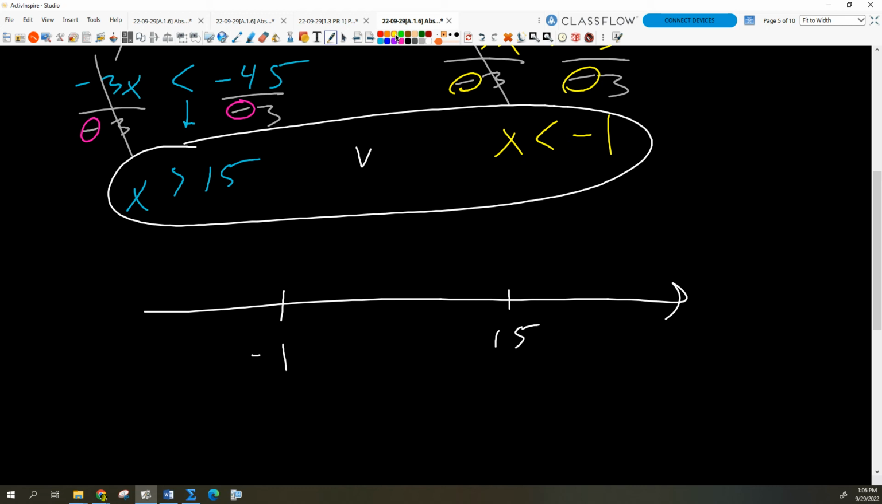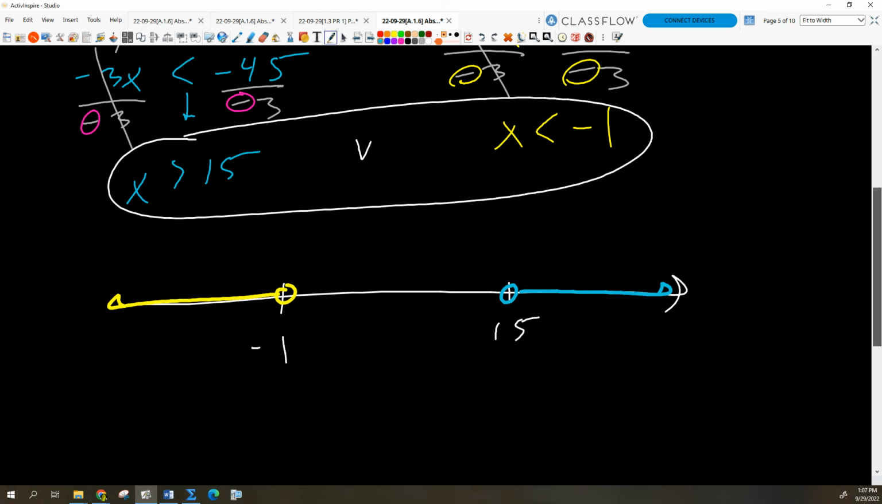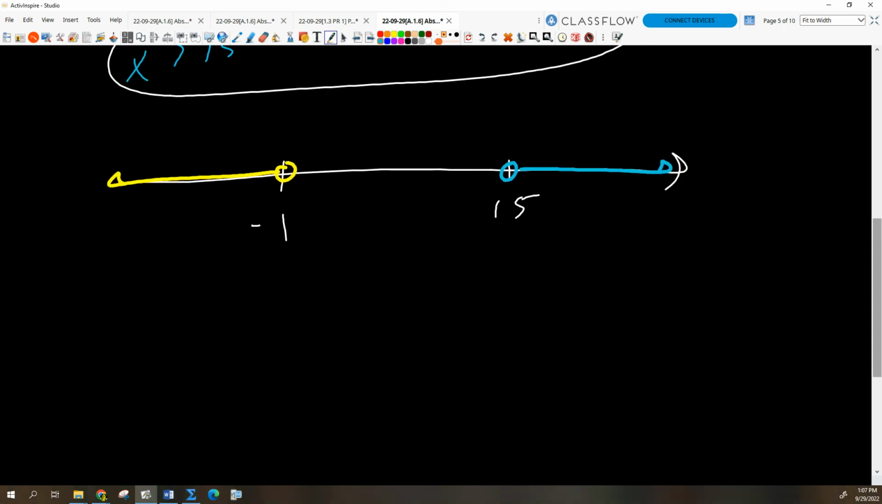Open, good. Okay, and which way am I shading? If it's less than -1, less than means I go left, right? So I'm going to go that way. That makes sense? There's all the values less than -1. If I graph the blue, what's that going to look like? Open circle to the right of 15. Okay, good. And that allows me to pretty easily turn this into interval notation. Once I've got the graph, interval notation is pretty easy.